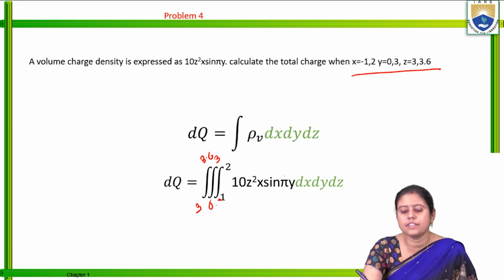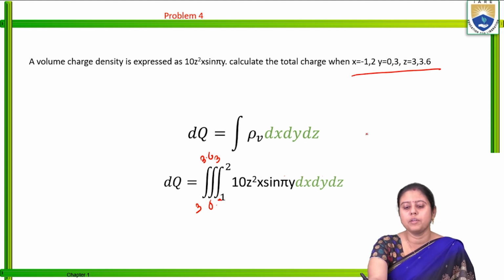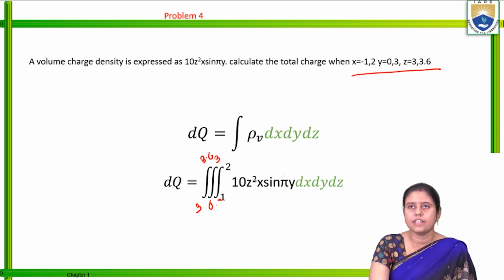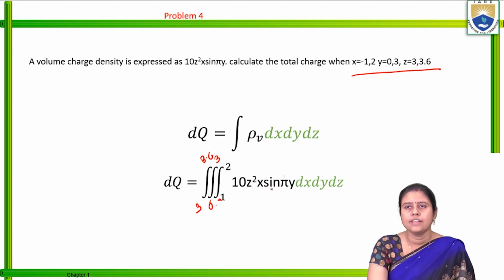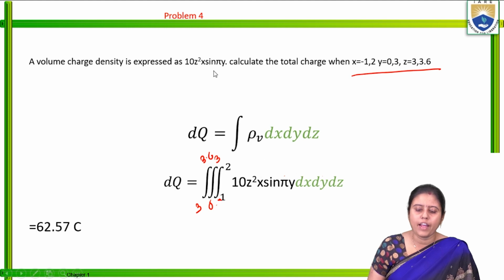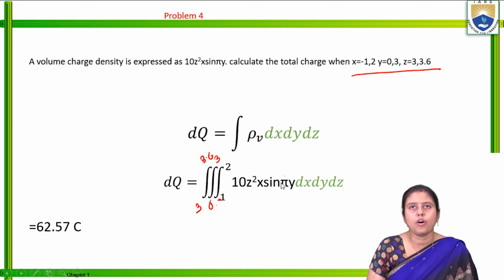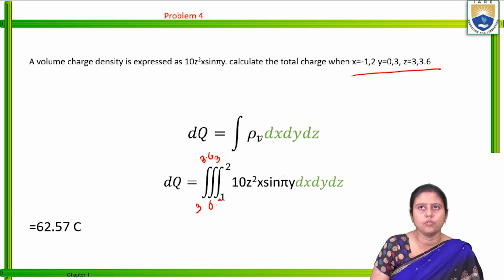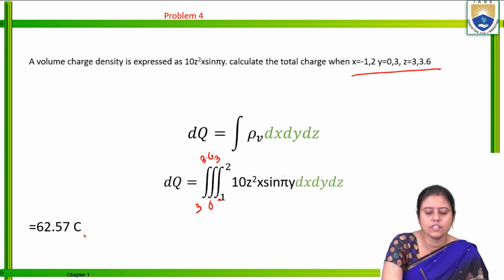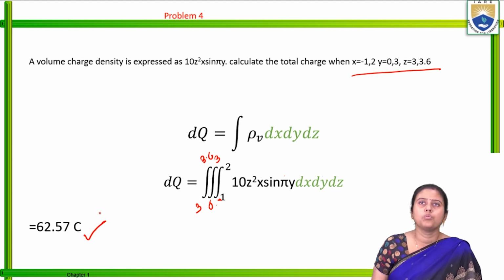So what will be the integration? The integration will be 10 z cube by 3 times sin pi y by pi, and if we put the value, we will get the total charge, which is 62.57 coulombs.